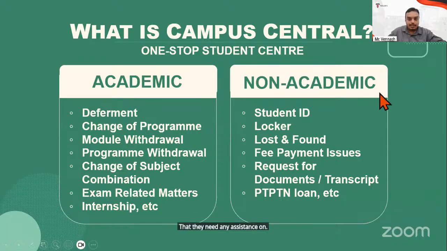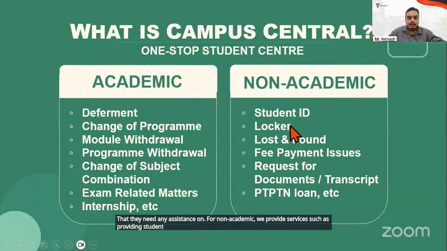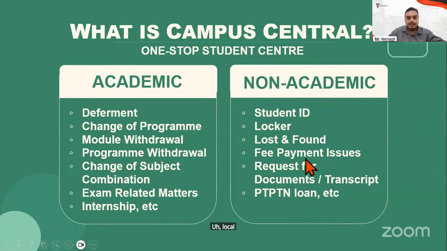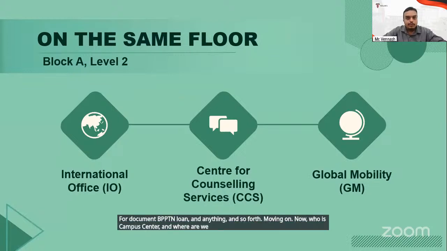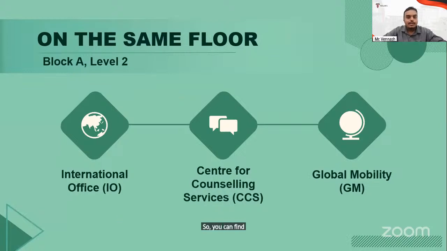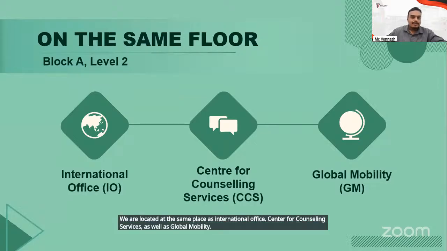For non-academic, we provide services such as providing student ID, local rental, lost and found, fee payment issues, requests for documents, PTPTN loan, and so forth. Moving on. Now, who is Campus Central and where are we located? So you can find Campus Central in Block A Level 2. We are located at the same place as International Office, Center for Counseling Services, as well as Global Mobility.